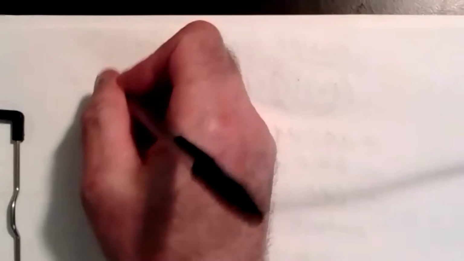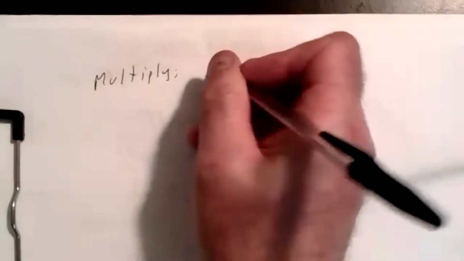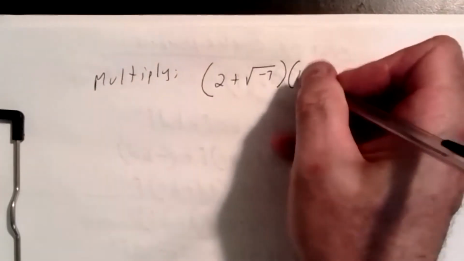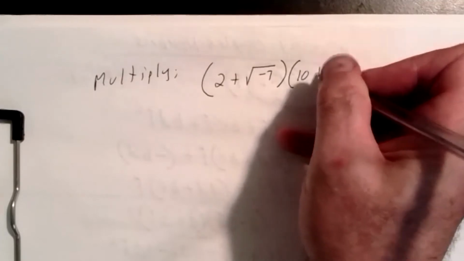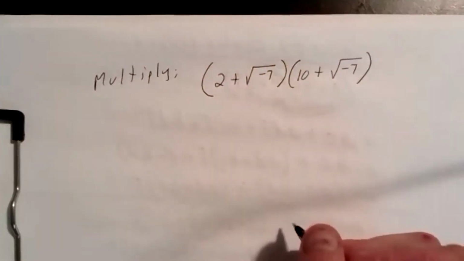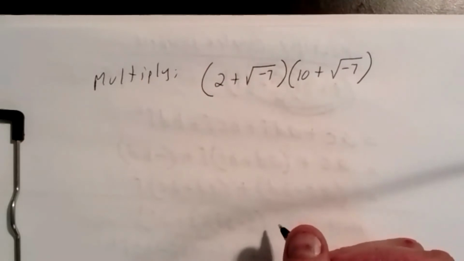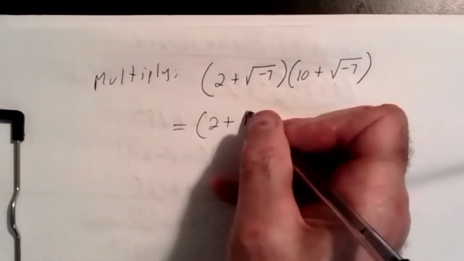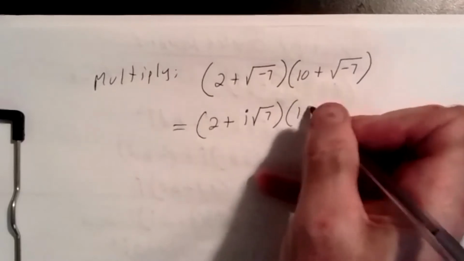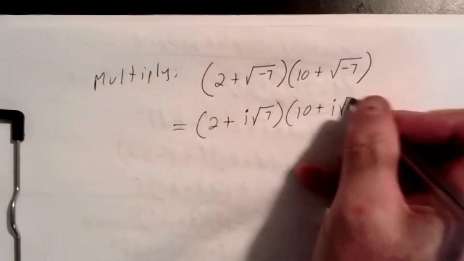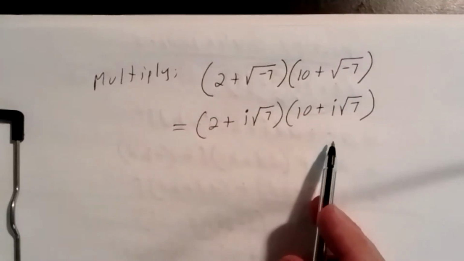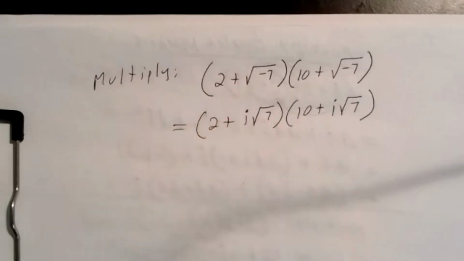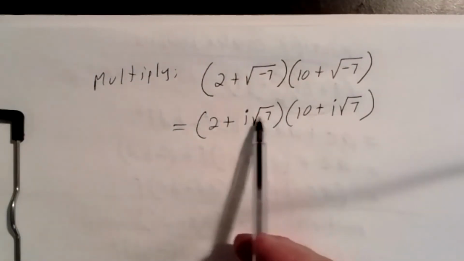All right, let's try to multiply these together here. We have 2 plus the square root of negative 7, and we want to multiply that by 10 plus the square root of negative 7. Well, ladies and gentlemen, we got to bring out i since we have a negative underneath our square root. So we got 2 plus i times the square root of 7 times 10 plus i times the square root of 7. Now we can multiply these together. Remember, always bring out i first when you have a negative underneath the square root, and then times the square root of the positive of that number.